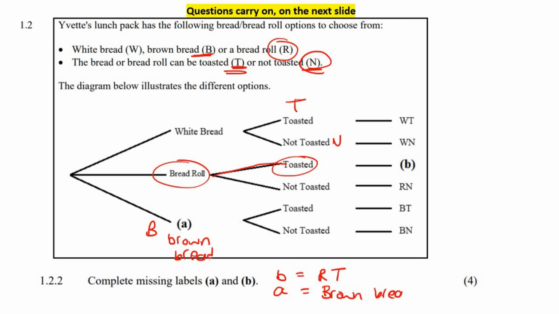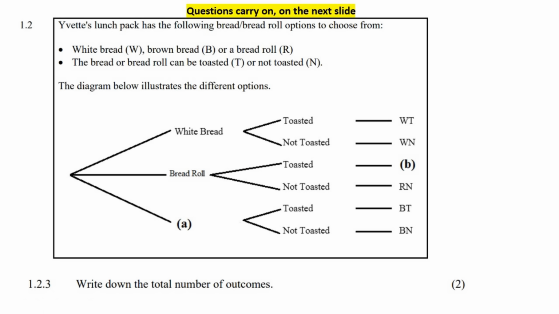This question says, write down the total number of outcomes. Well, these are called outcomes. It's like a result. So you could get a white bread with toasted, a white bread not toasted. So there's 1, 2, 3, 4, 5, 6. 6 different outcomes. 6 different ways you can order your food.